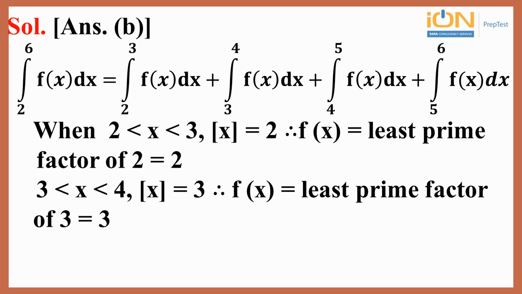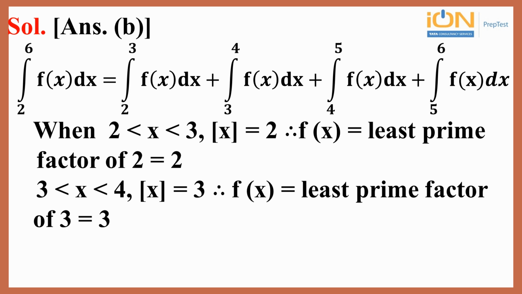We have seen that the function depends on where x takes an integer value. Now, when x lies between 2 to 3, bracket x value will be 2 and f of x will be the least prime factor of 2, which is equal to 2. When x lies between 3 to 4, bracket x is equal to 3 and f of x is the least prime factor of 3, that is equal to 3.